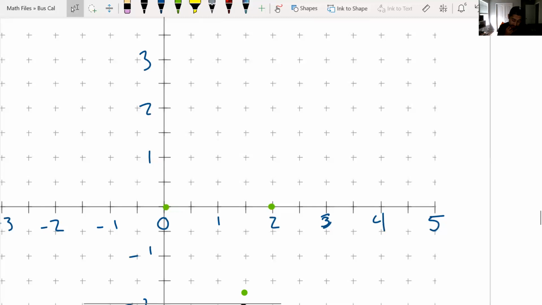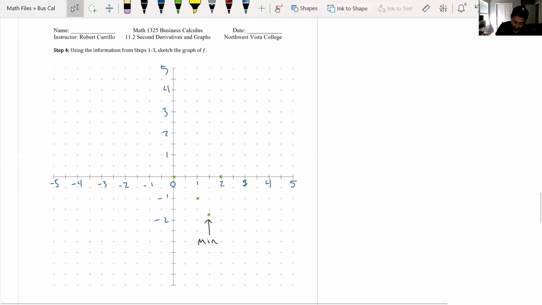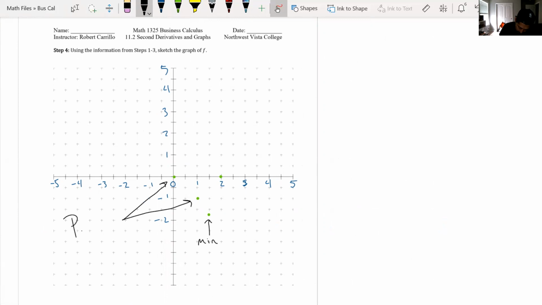0, 0 is there for us already. 1, -1, we'll plot. 1, -1, right there. Okay, and those are our points of inflection, so I'll do that too. That's our POI. Points of inflection.